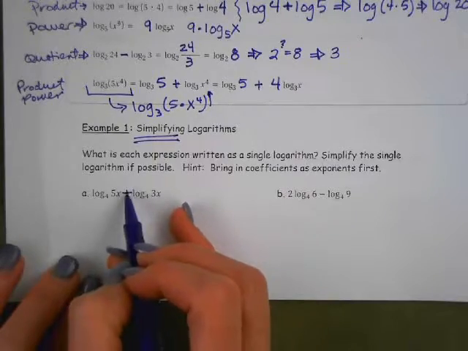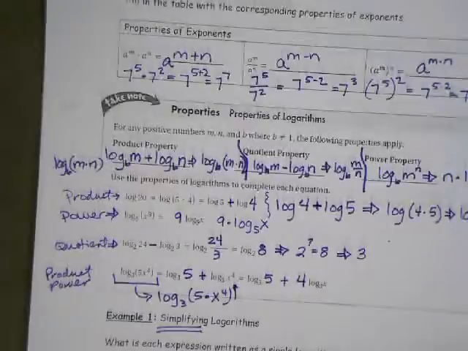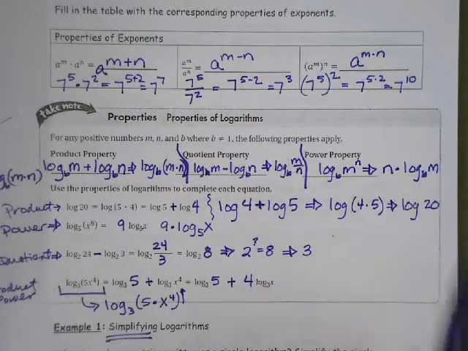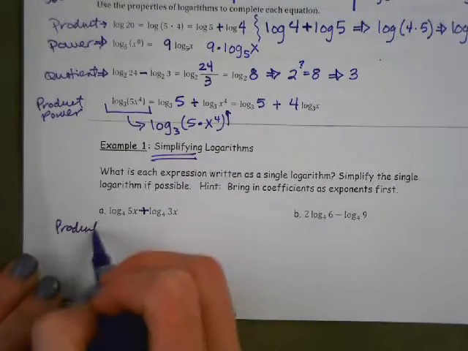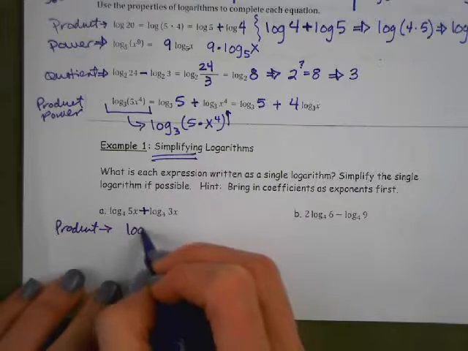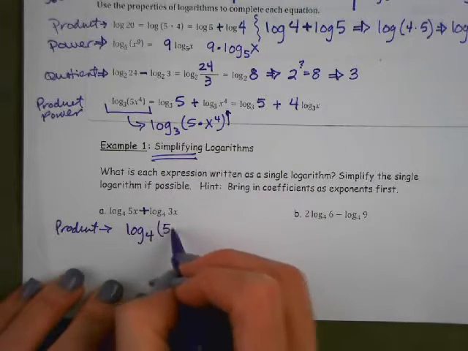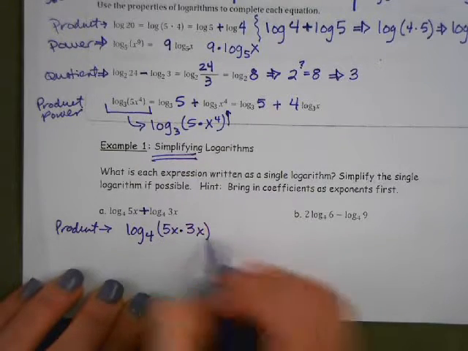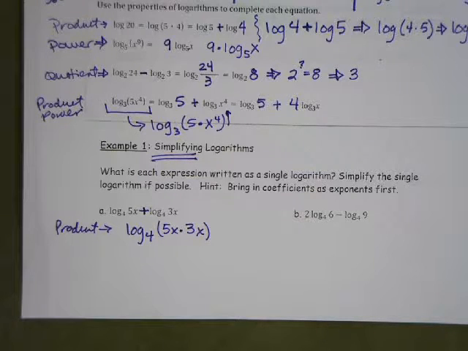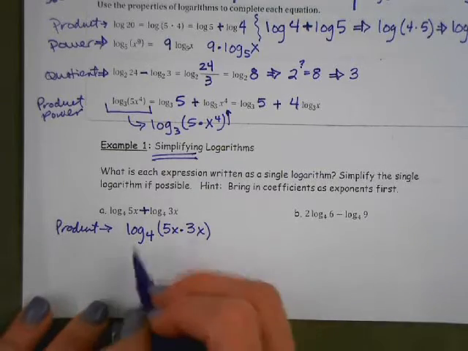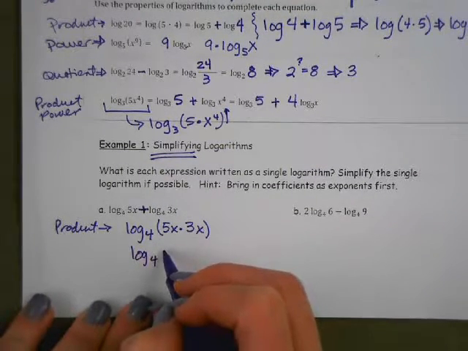So what property makes me put them together? I have product, quotient, or power. Which one has to do with the plus sign? The product. So I want to use the product. So I can rewrite this by using the product as log base 4, and then I would do the 5x multiplied by the 3x. So I just take the values that they're being evaluated to and rewrite it that way. Okay? And now I can just multiply what's inside. So I'm going to get log base 4 of 15x squared.